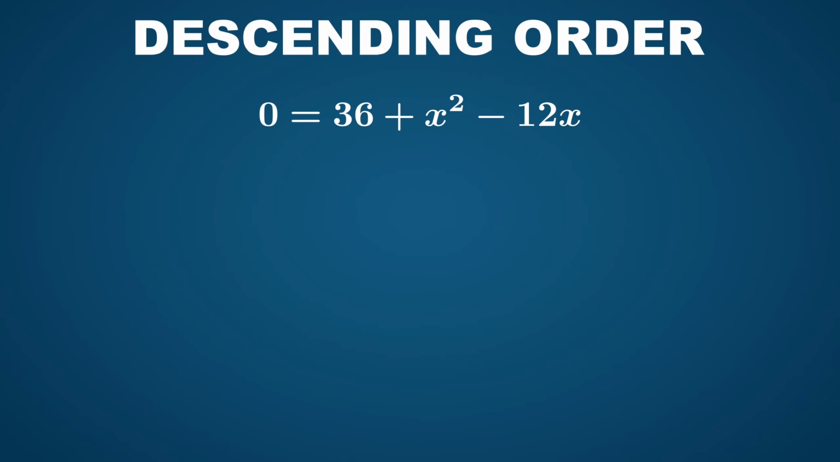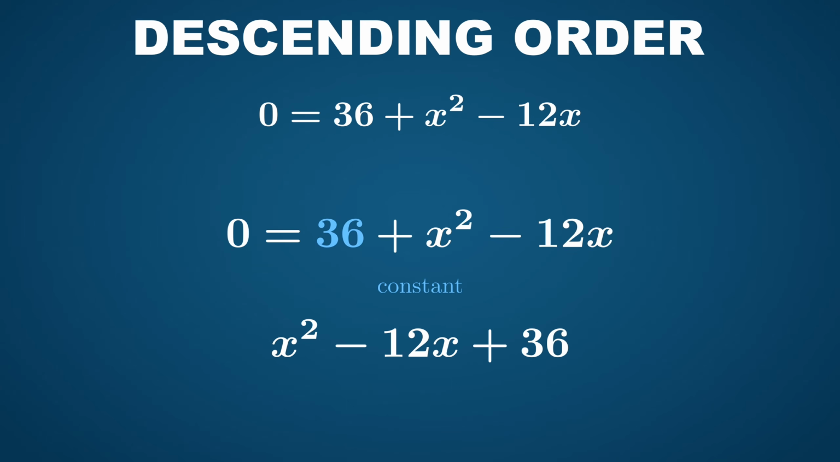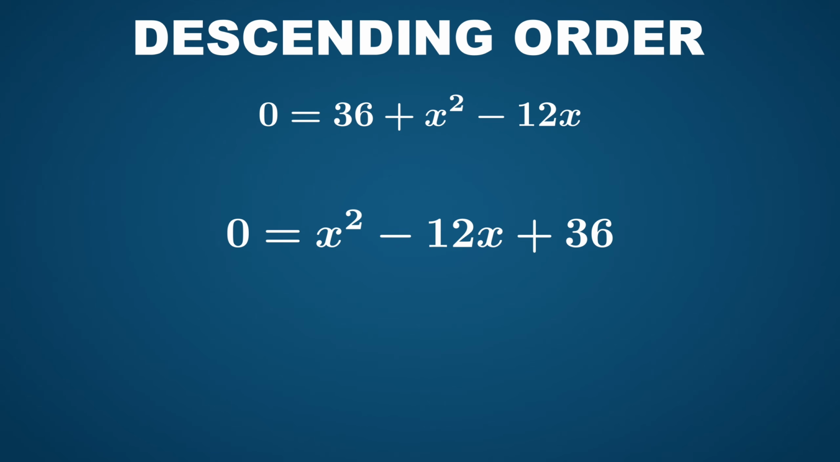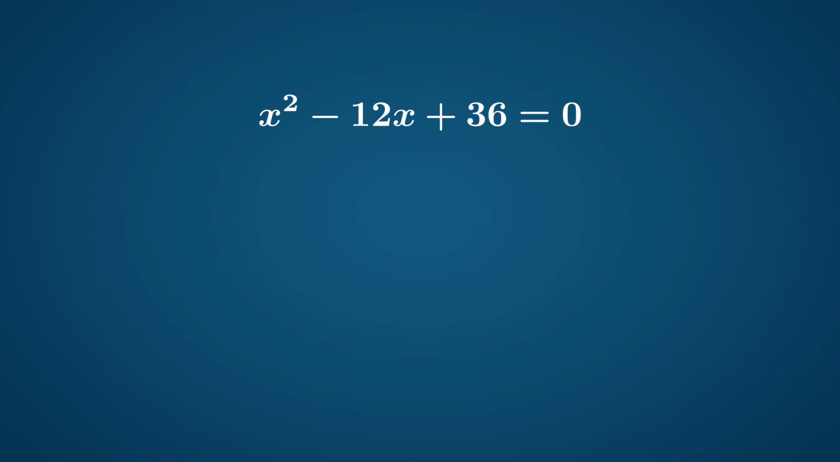By convention, polynomials are written in descending order of exponents. We will rearrange the terms on the right side to follow this convention. The term with the highest exponent is the positive x squared. We will place this squared term at the very beginning of the expression. The term with the next highest exponent is the negative 12x. We will place this linear term in the middle of our expression. The constant term of positive 36 goes at the very end. Our correctly ordered equation is 0 equals x squared minus 12x plus 36. We can symmetrically flip this equation to read from left to right. This gives x squared minus 12x plus 36 equals 0.